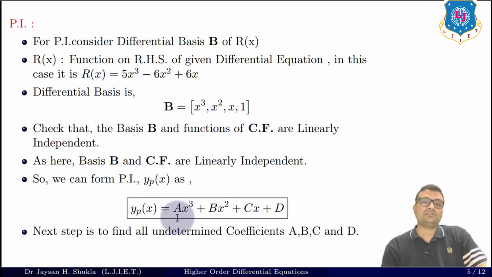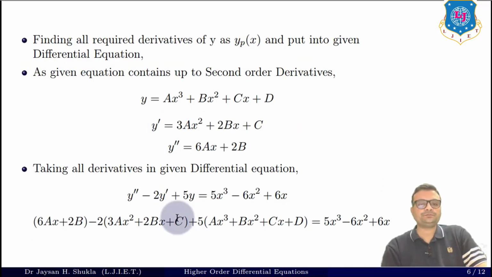Now the next step is to find values of a, b, c and d. So we know that yp is a particular integral of the differential equation, so it will also satisfy the given differential equation. Now, looking at the given differential equation, it contains a second order derivative and a first order derivative. So, I am first finding all the possible derivatives required for the given equation.